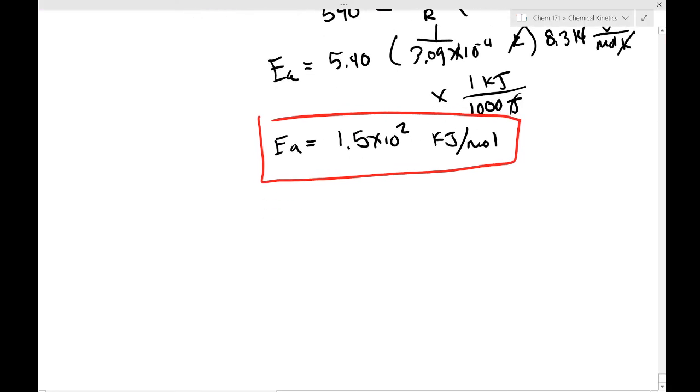Okay, so that's an example. That's kind of how you would be given it in an exercise or on an exam.